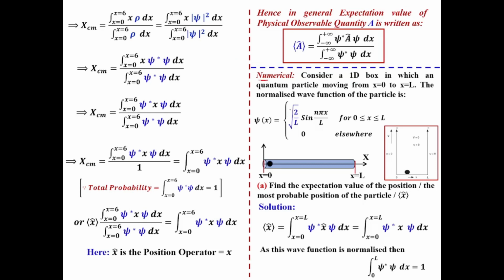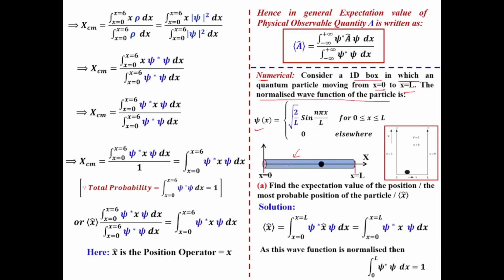First numerical, here you can see we consider a one dimensional box in which a quantum particle is moving from x equal 0 to x equal L. The total length of this rod is L. The normalized wave function of this particle is given here. This is the normalized wave function.